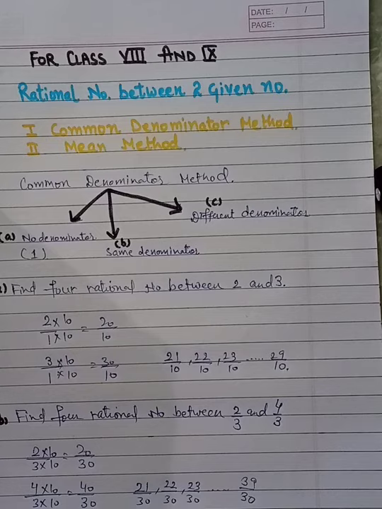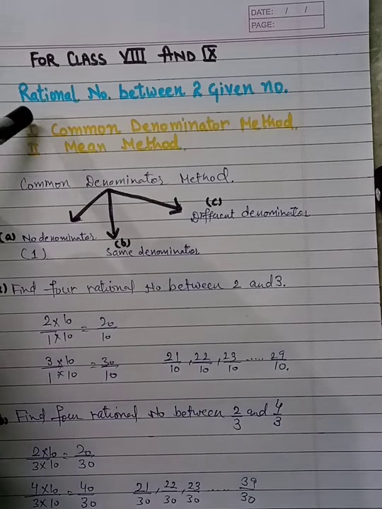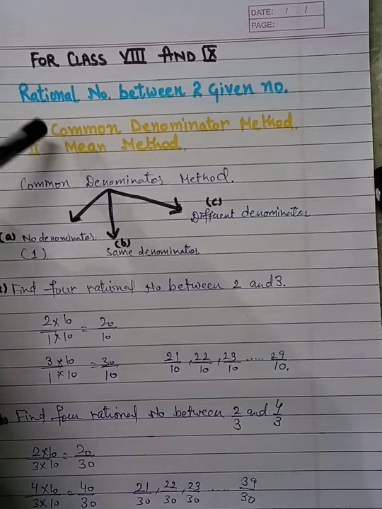This topic is related to chapter 1 of class 8th as well as chapter 1 of class 9th: how to find the rational number between two given numbers. We have two methods. First is the common denominator method and the second one is the mean method.